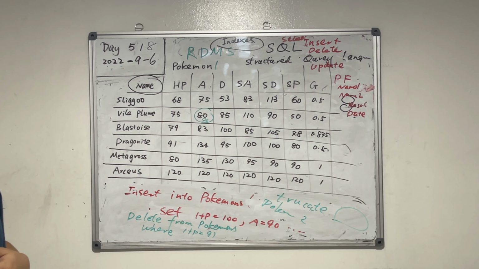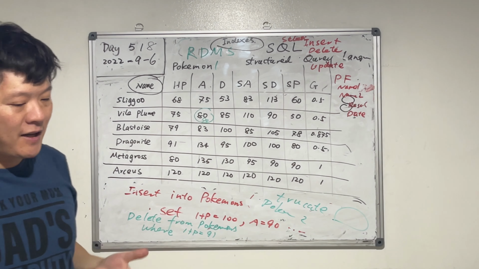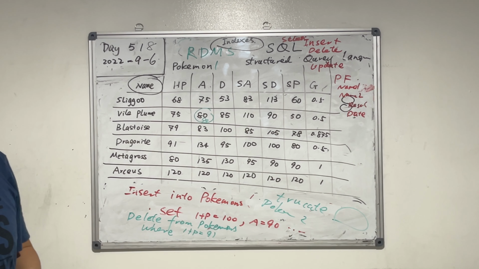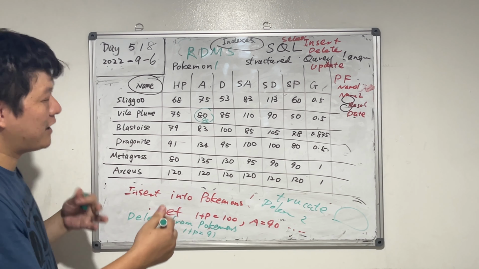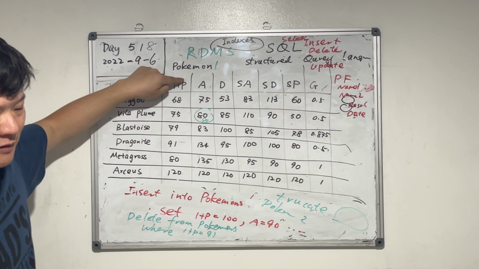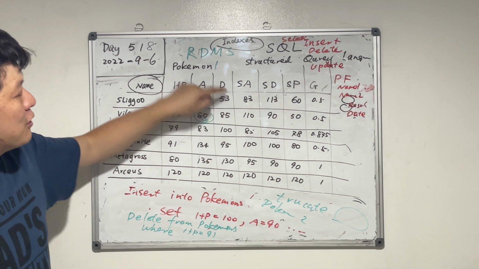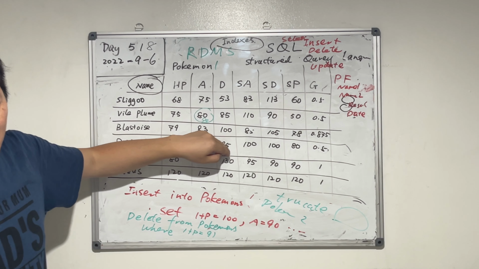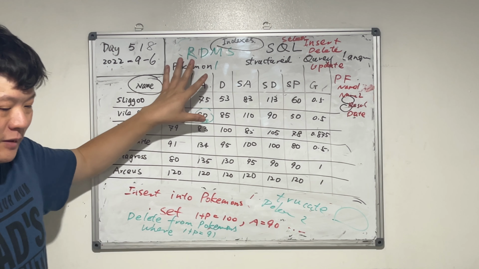Also we have talked about create database and drop. So we want to drop everything in the database. A database contains many tables. For example, Pokemons contains 2 tables, Pokemon 1 and Pokemon 2. Now we want to drop database Pokemon, and then Pokemon 1 and Pokemon 2 will be removed. Everything will be removed, okay?